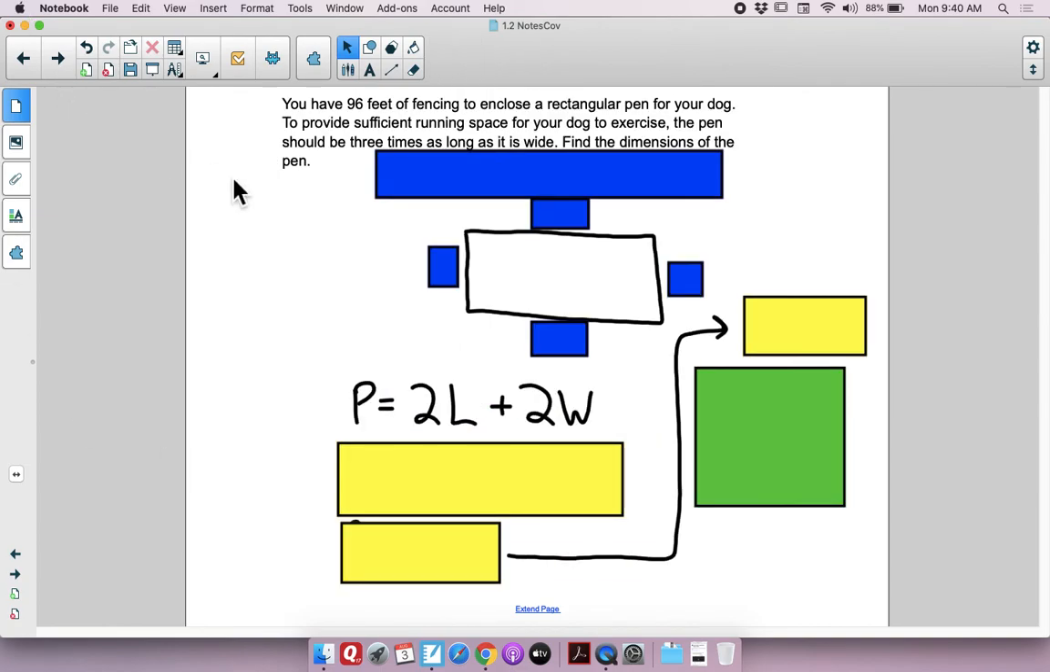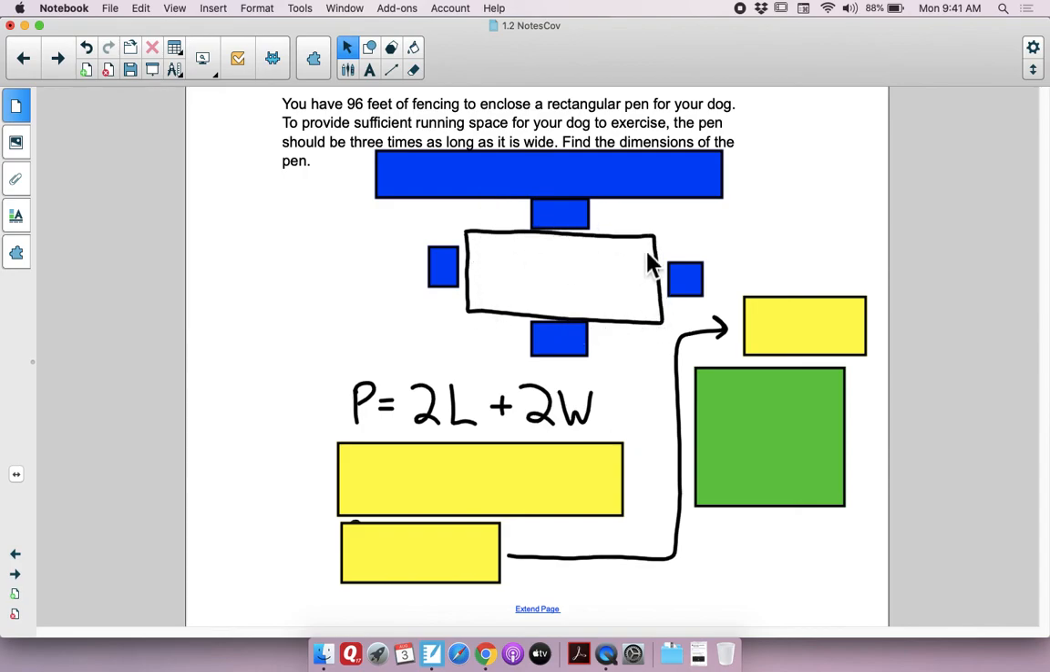Okay, and our last one. You have 96 feet of fencing to enclose a rectangular pen for your dog. To provide sufficient running space for your dog to exercise, the pen should be 3 times as long as it is wide. Find the dimensions of the pen. Okay. So 96 feet of fencing. That's perimeter, isn't it?